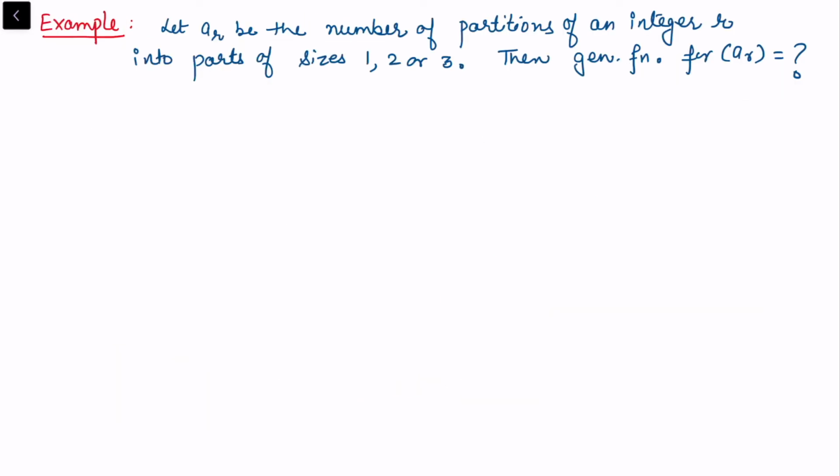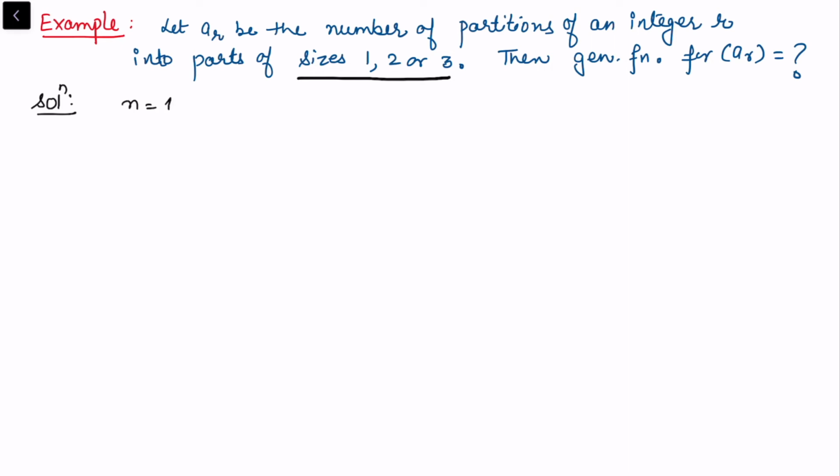Now we understand the partitions with the restricted part size in a generating function, and in this question let A_R be the number of partitions of an integer R into parts of sizes 1, 2 or 3. So that means R can be any number. It can be even 1, 2, 3 or up till infinity or 100. But the only thing is that I want to use the corresponding partition in terms of the sizes 1, 2 or 3. So before I write the generating function, let me just explain this problem.